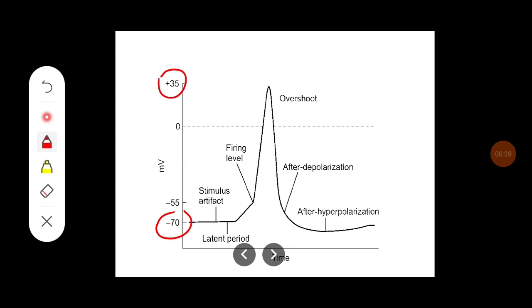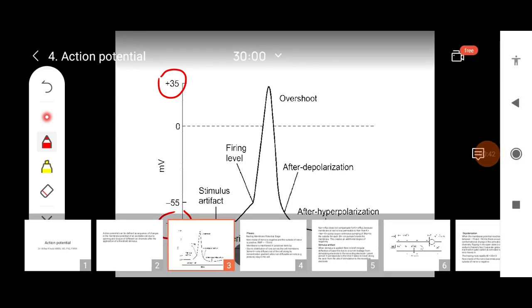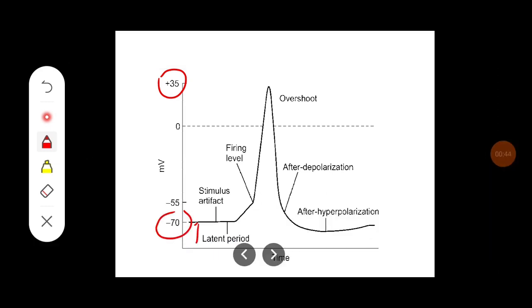So when the stimulus is applied on the nerve, initially there will be entry of sodium through the sodium channels, which causes the depolarization. At this point, there is opening of the potassium channels, which is going to lead to potassium efflux, and there will be loss of potassium ions that is going to lead to repolarization. And we have other stages also, like stimulus artifact, firing level, overshoot, after depolarization, and after hyperpolarization in an action potential. We're going to see them one by one.